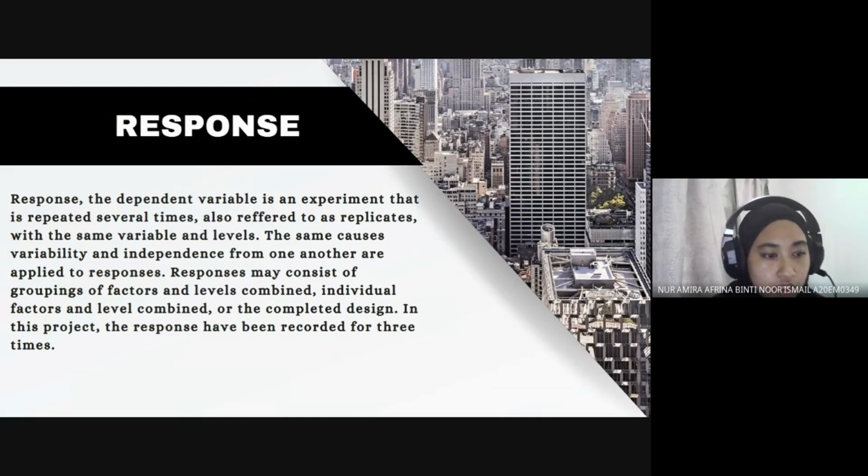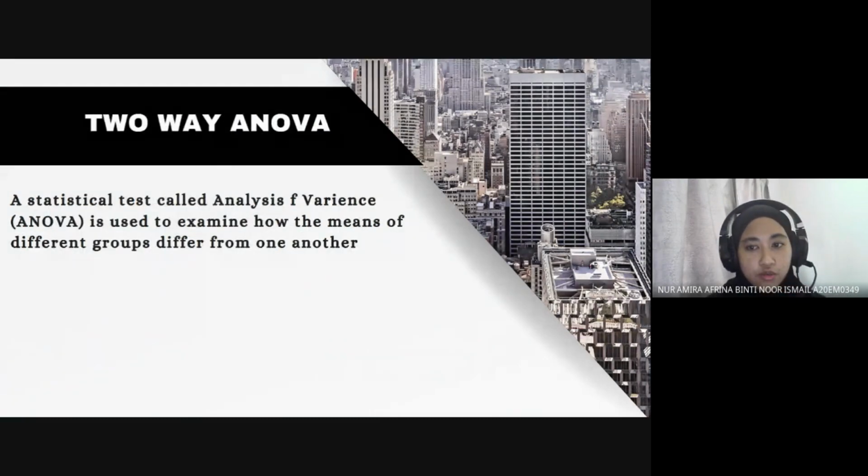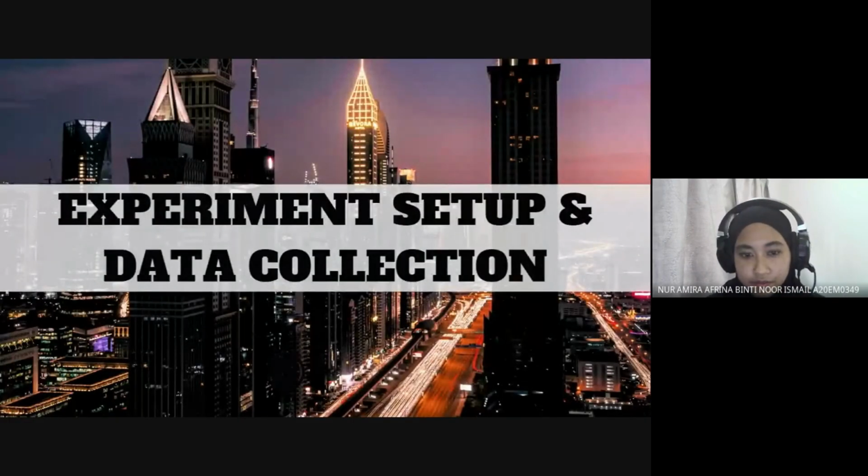Two-way ANOVA, a statistical test called analysis of variance, is used to examine how the means of different groups differ from one another. Next, I will pass to Jordan for the experiment setup and the data collection.